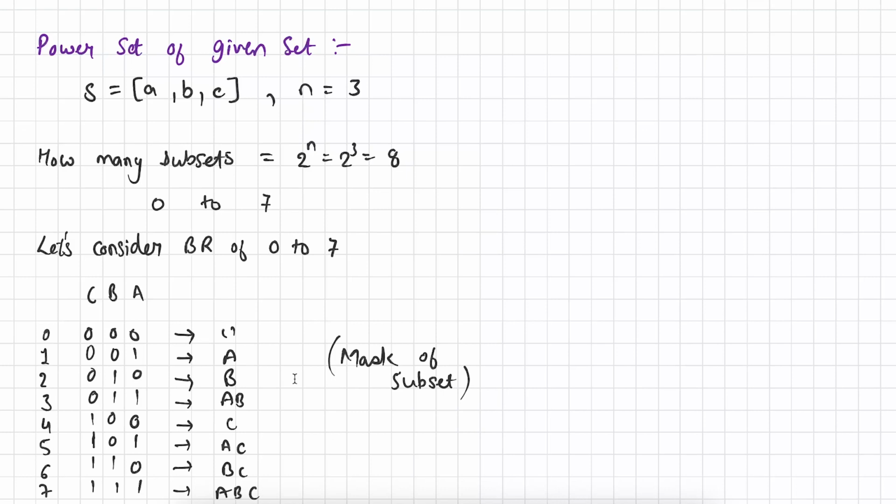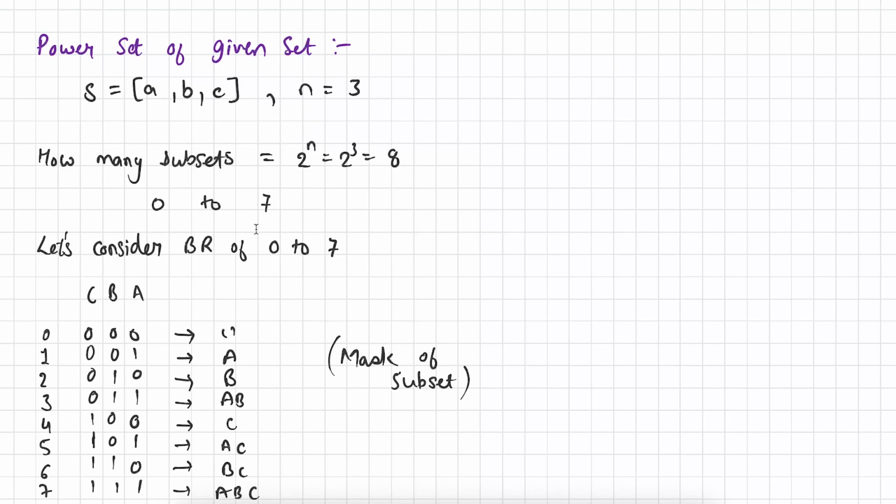So let's say we have a set S of 3 elements A, B, C, and the size of the set is 3. Now the question is, how many subsets are possible? If we have 3 characters, then how many subsets are possible? It is equal to 2 to the power n, and 2 to the power 3 is equal to 8. It means there are 8 subsets possible, from 0 to 7.